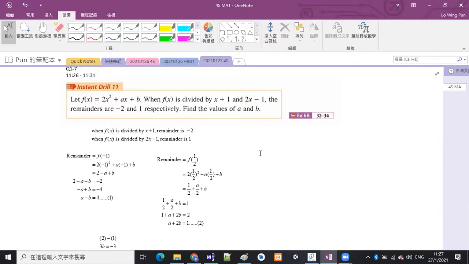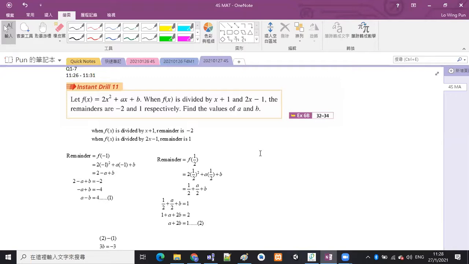Okay, so you expect to set up two equations to solve two unknowns. So there will be two pieces of information for you to set up two equations. And from the next sentence, when f(x) is divided by x plus 1 and 2x minus 1, the remainders are -2 and 1 respectively. So this sentence involves two divisions. The first one is when f(x) is divided by x plus 1, the remainder is -2. And the second division is f(x) divided by 2x minus 1.